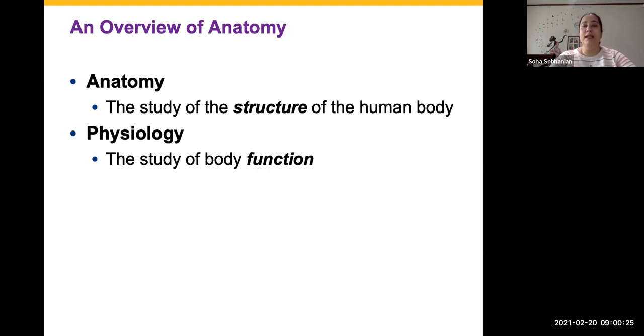If I'm studying the anatomy of the heart, I would say, okay, here is the heart. My heart has four chambers, or four cavities. The top ones are called atria, the bottom ones are called ventricles. You have blood vessels coming into or going out of your heart. They're called arteries and veins, and then I'll go into more detail about the names for each of those.